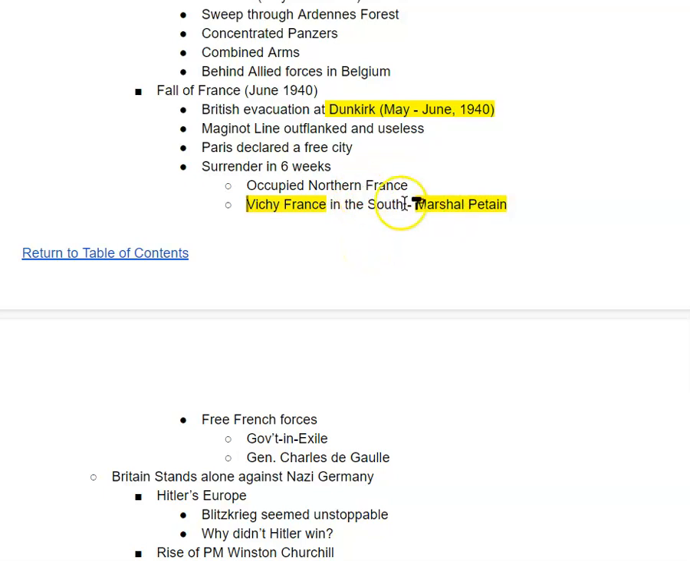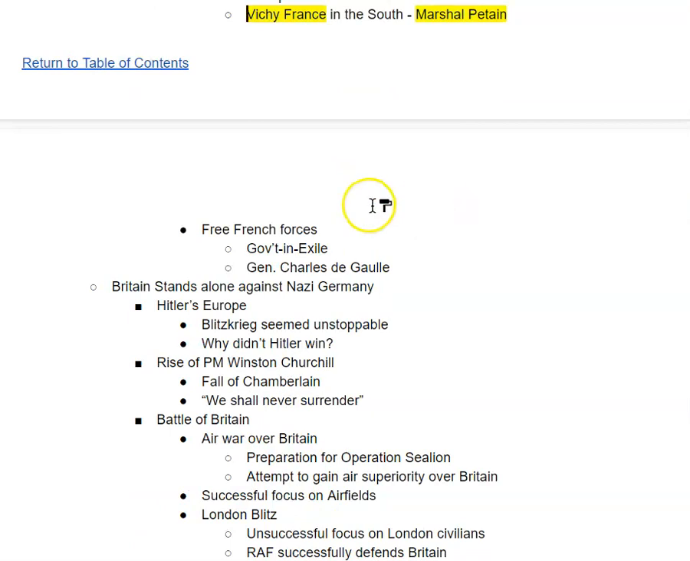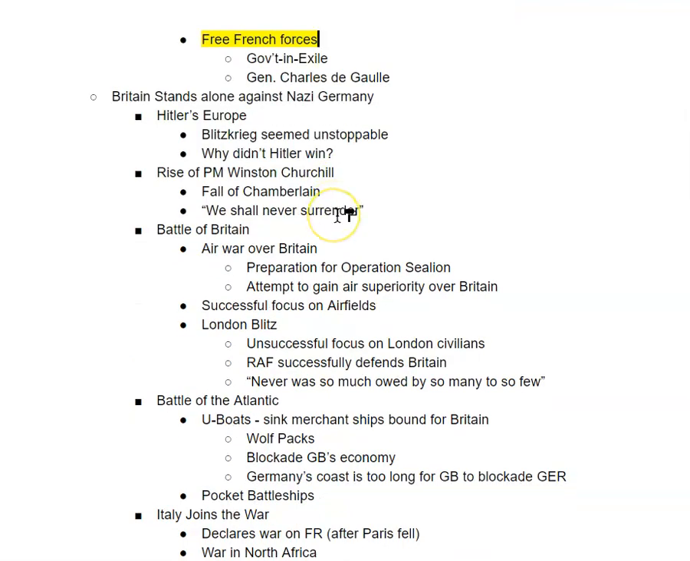Some of the French merely surrendered, some cooperated. Some joined with relatively young General Charles de Gaulle and his government in exile called the Free French. They refused to surrender, refused to stand down, and they moved to England to continue the war at a later date. Britain alone stands against Nazi Germany at this point. Hitler has conquered Europe. The Blitzkrieg seems unstoppable.